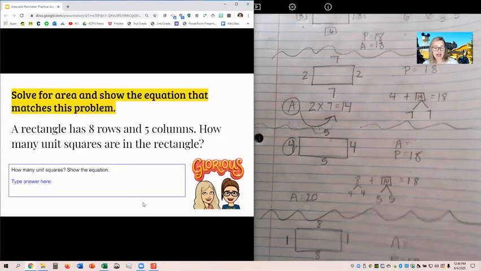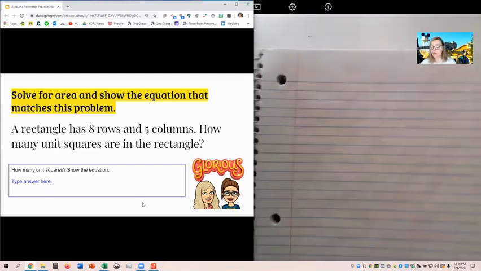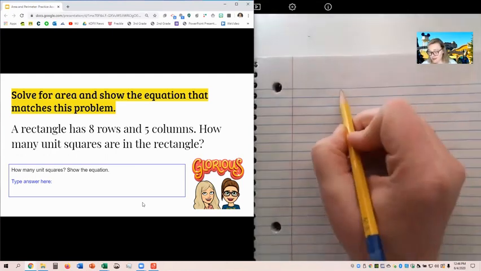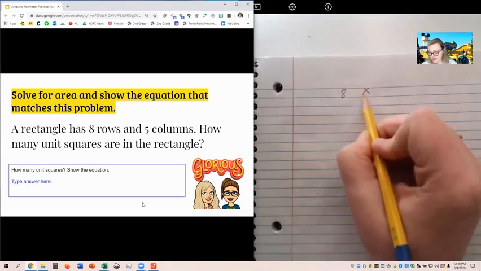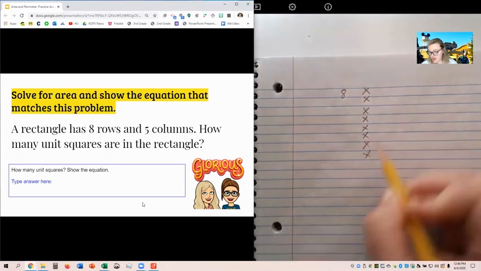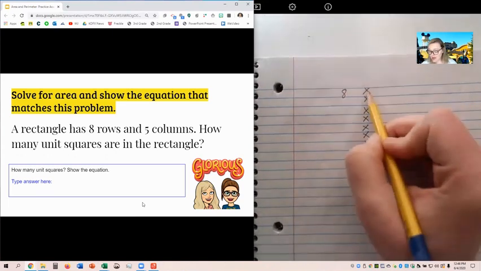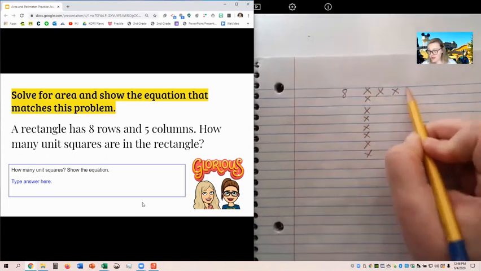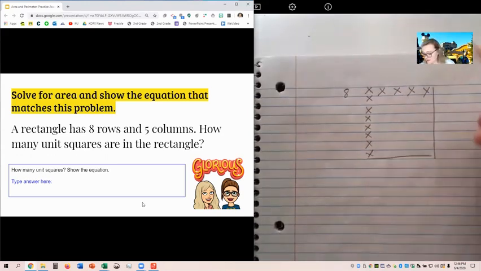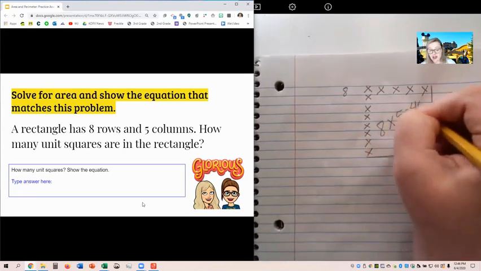Okay, the rectangle has 8 rows and 5 columns. How many unit squares are in the rectangle? So to solve for area, we can think about making an array. 8 rows, that's 8 going down, because they would go this way. And then how many columns? 1, 2, 3, 4, 5. So that's going to give us this shape, which is 8 times 5. So our area is 40.